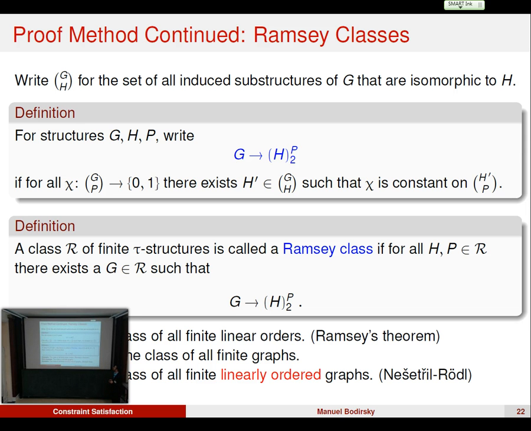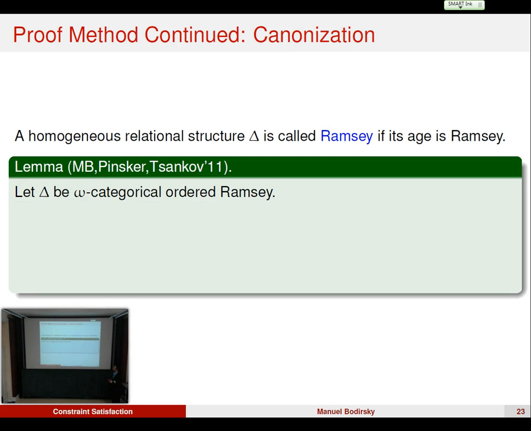All right. So now comes the important canonization lemma that we use for finding canonical functions. If you have a Ramsey structure, a homogeneous structure is called Ramsey if the class of all finite structures that embed into it is Ramsey.